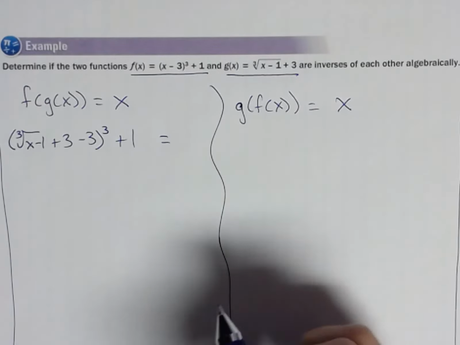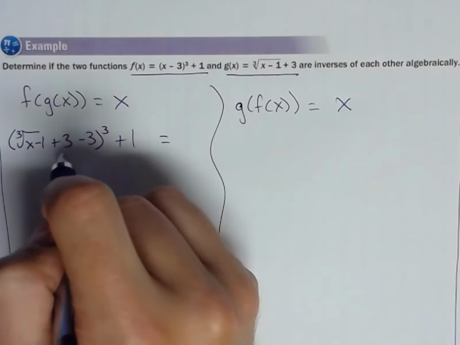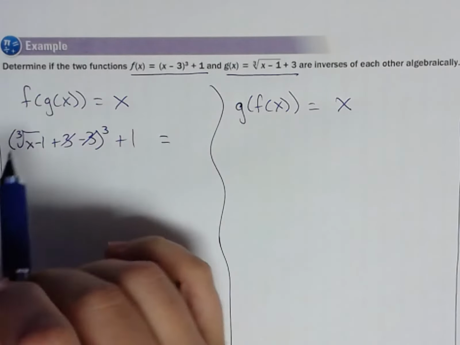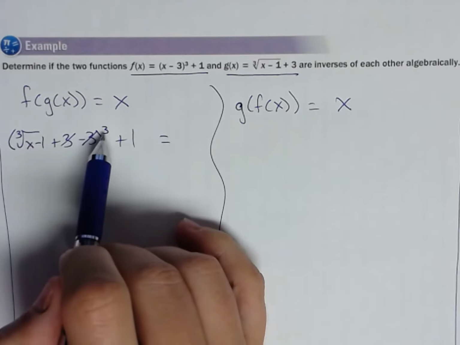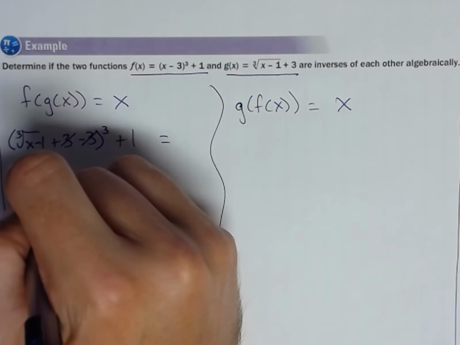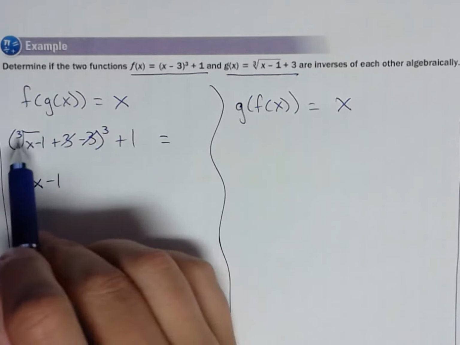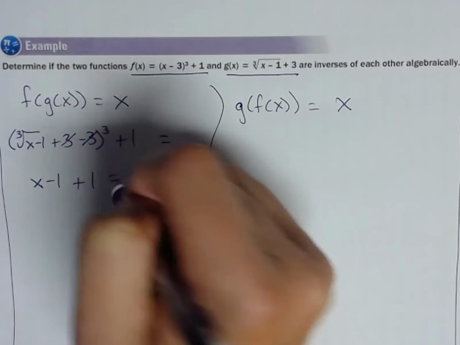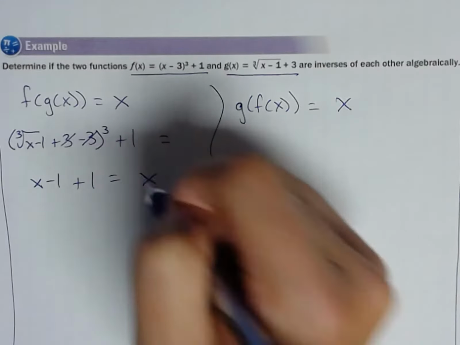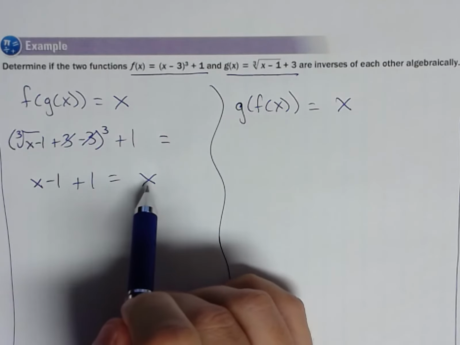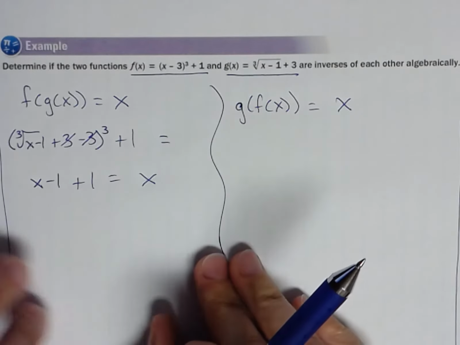And now it's just a simplification process. So 3 minus 3, of course, goes away. We have the cube root cubed. So if I just come down below, that would leave x minus 1, right? That would just wipe each other out. Plus 1. And of course, we get x. Negative 1 plus 1 goes away. Well, that worked. Okay, it's got to go the other way as well.